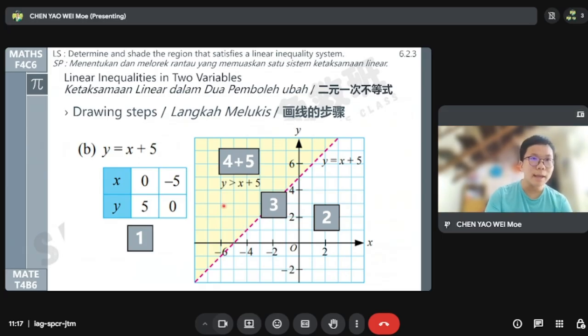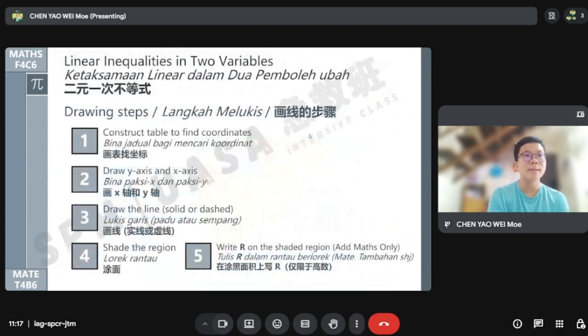Okay, and shade the region. And for the x-axis, we must put R here if the question stated. Okay, that's the step.